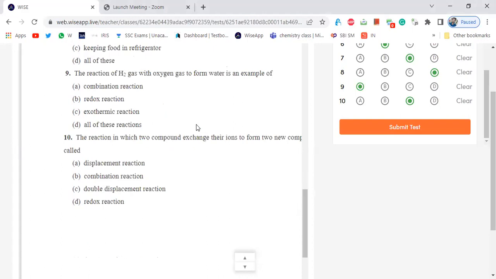Sir, it is a double displacement reaction. Double displacement reaction. Fine. Any doubts in the question paper now?